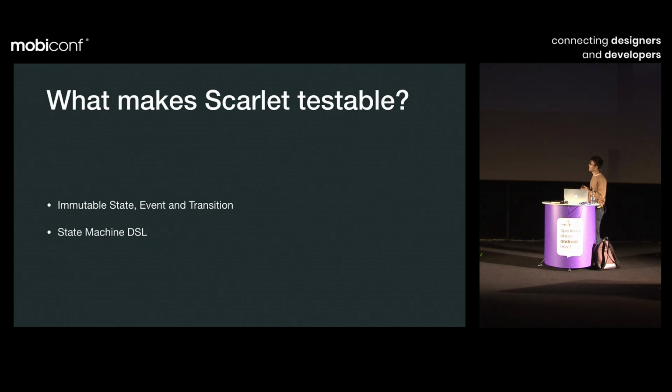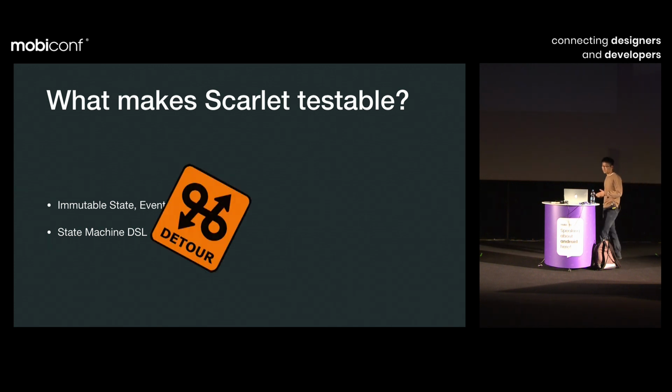So the secret here is Scarlet is driven by a state machine with immutable state, event, and transitions. We actually wrote a Kotlin DSL for writing declarative state machines, which is available as a separate library. Let's take a detour to see a simple usage of this DSL.